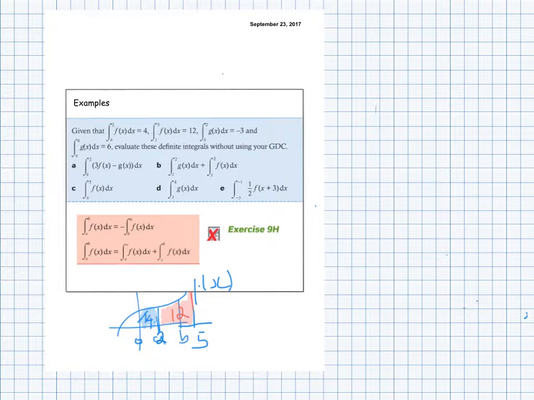Okay, so we're now going to look at E, the most challenging one. So we're finding the integral between -3 and -1 of half of f of x plus 3, with respect to x, so dx.